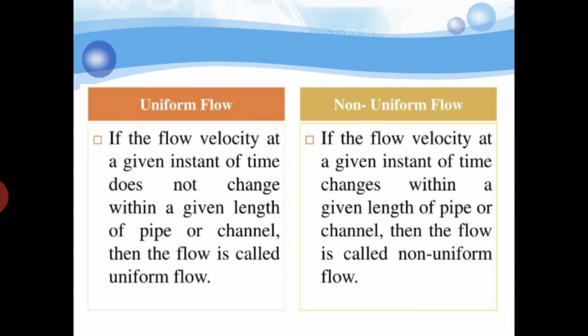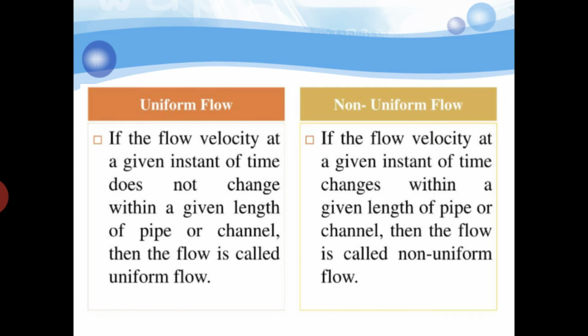That flow is called a uniform flow. If the flow depth is not constant throughout the length of the channel, then the velocity varies. In uniform flow, ∂v/∂x is equal to 0, but in non-uniform flow, ∂v/∂x is not equal to 0.